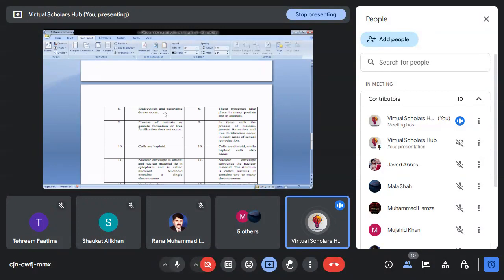Number 8, endocytosis and exocytosis do not occur through the plasma membrane in prokaryotic cell, and these processes occur in eukaryotic cells. Number 9, the process of meiosis or gamete formation or true fertilization does not occur. Meaning the normal types of cell division, meiosis, mitosis, etc. are absent. So the process of reproduction occurs without meiosis and the proper fusion of gametes. You have to remember this point, that proper sexual reproduction is absent in prokaryotic cells.